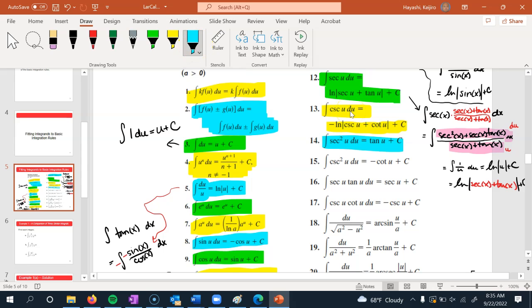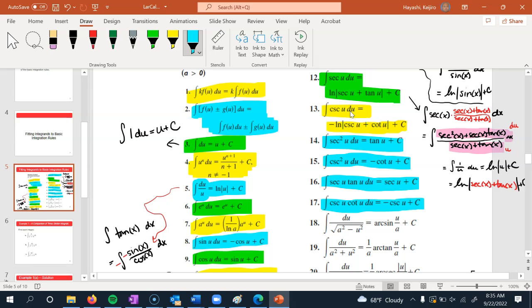These four are actually just like the reverse of various derivative rules. The derivative of tangent is secant squared. So taking that backwards, the integral of secant squared is tangent. Same thing with cotangent. The derivative of cotangent would be negative cosecant squared. So the integral of cosecant squared is negative cotangent.